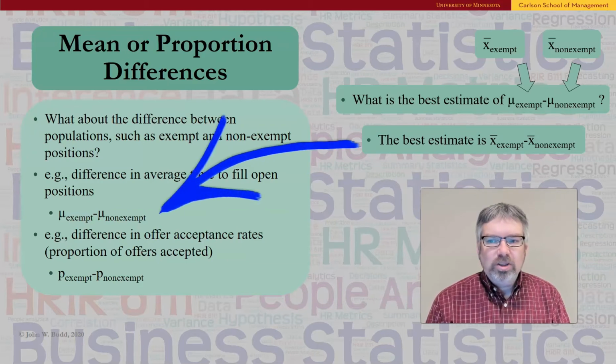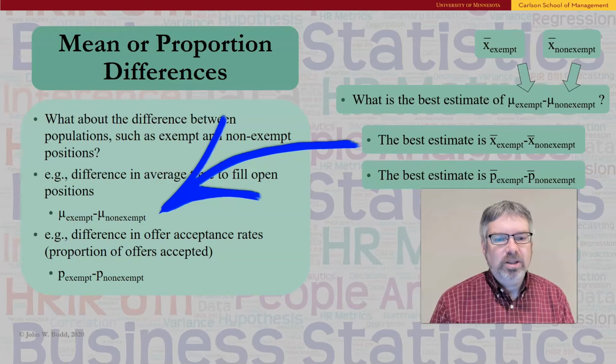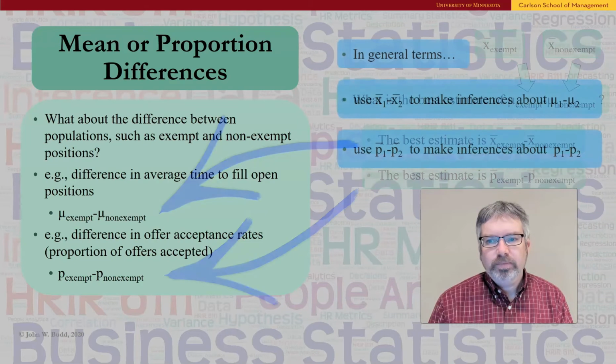And so we can use the difference in the two sample means to make inferences to learn about the difference of two population means. And it's exactly the same logic which tells us that the best estimate of two population proportions is the difference in two sample proportions.